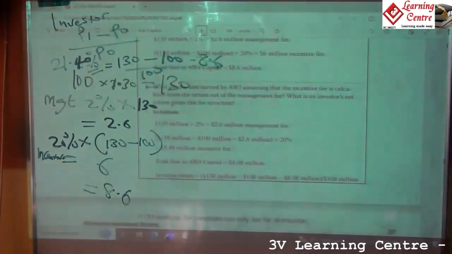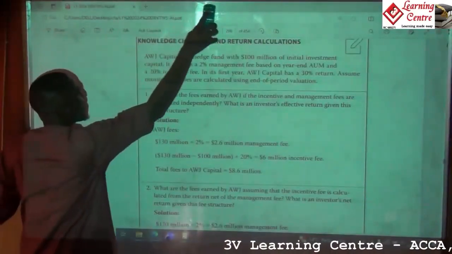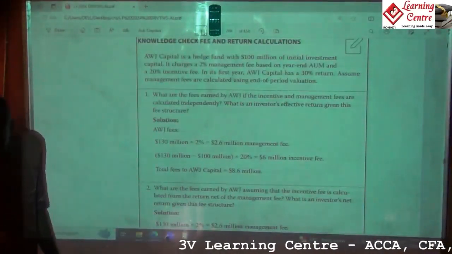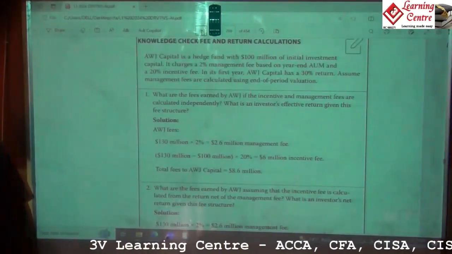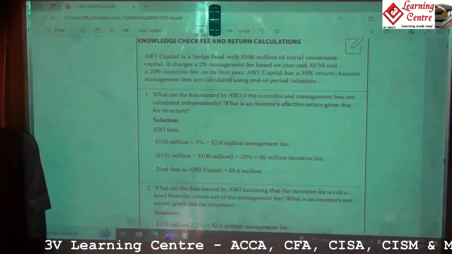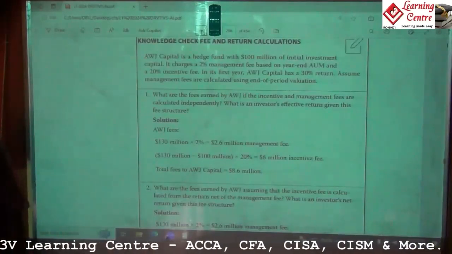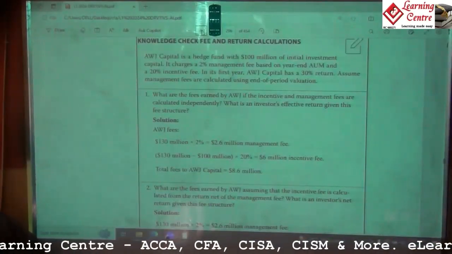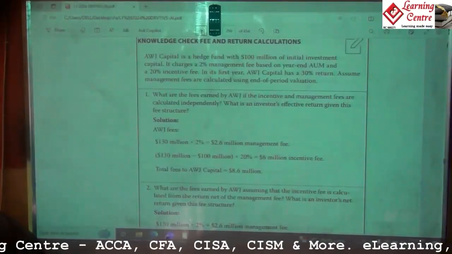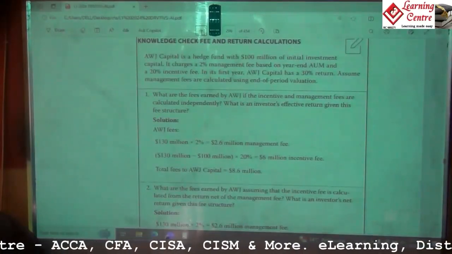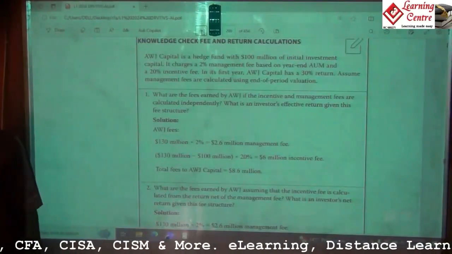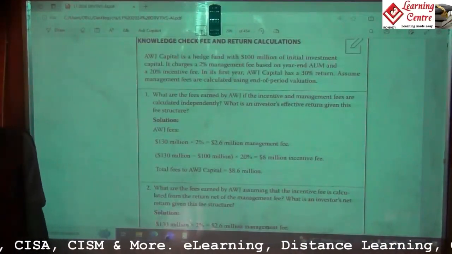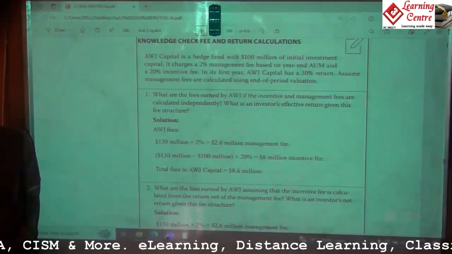So let's move to question 2. We're told, next one: what are the fees earned by AWJ, assuming that the incentive fee is calculated from the return net of management fee? Net of management fee. So how do we go about this one?